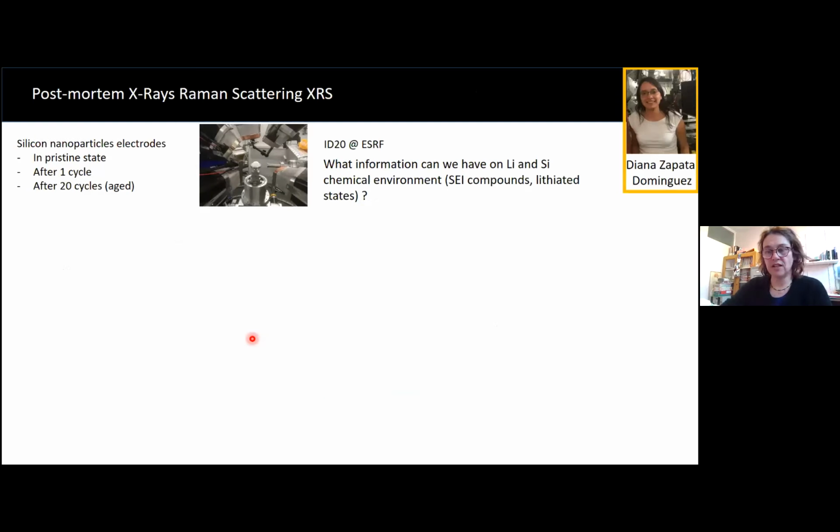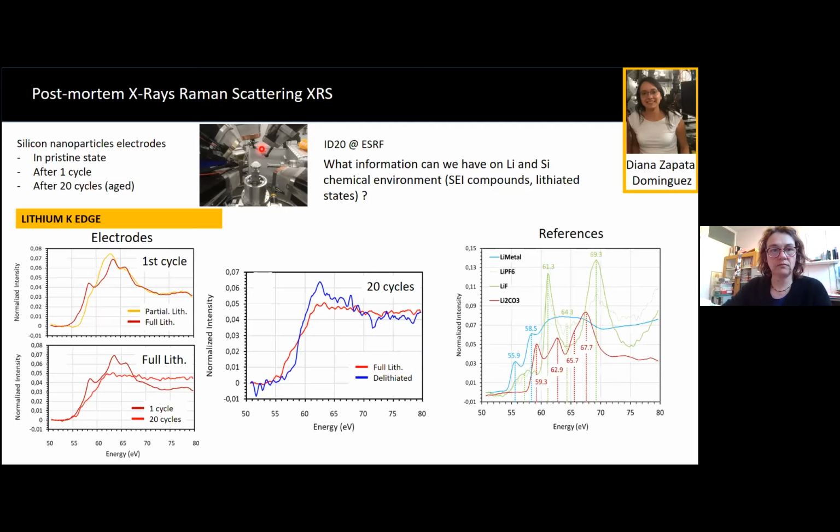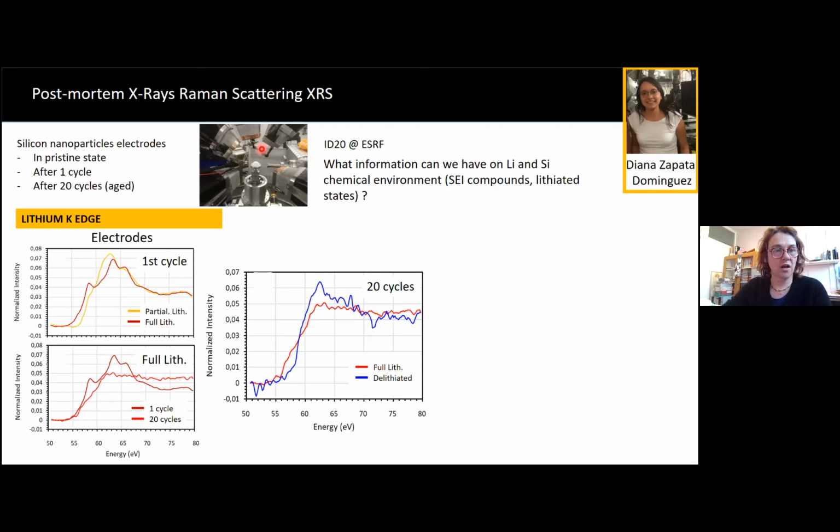So what we did is investigate silicon nanoparticle-based electrodes that we prepared in different states of cycling and lithiation, and put them in an airtight cell that we had built for ID20 at the ESRF. The question is to see whether we can have insights into the lithium and silicon chemical environment. So we first look at the lithium K-edge that we can measure.